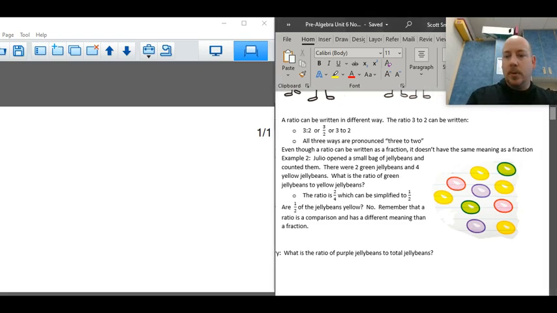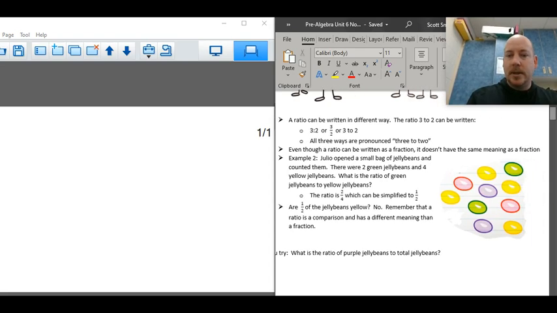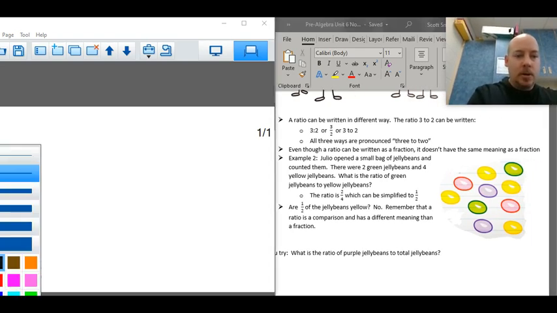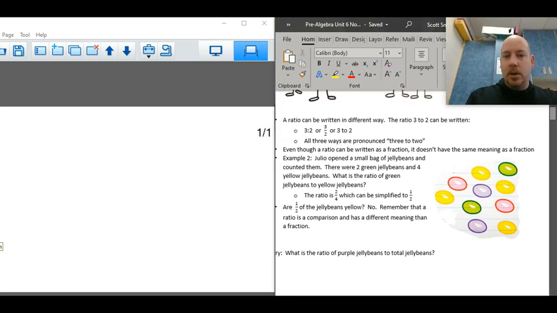Okay, so we've got our green ones there. There we go. So I've got a green jelly bean and another green jelly bean. Okay, so we have 2 green jelly beans. And if I count there, I have 4 yellow jelly beans. All right, so I'm going to write that as 2 to 4.